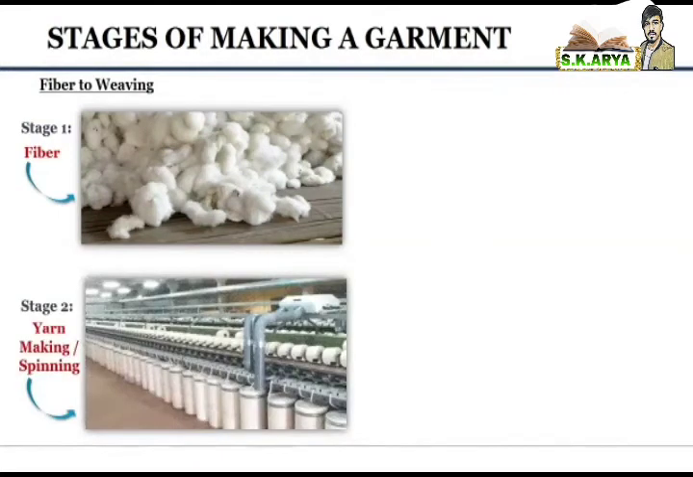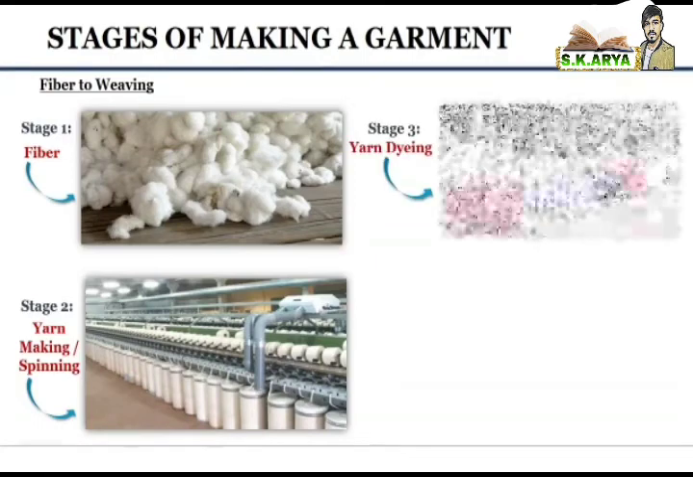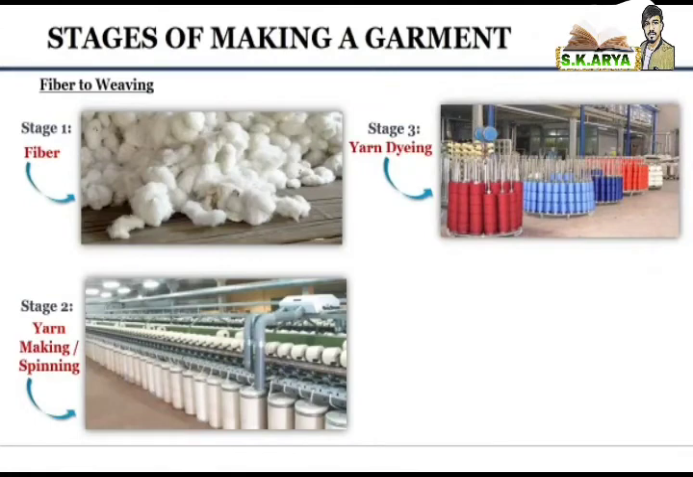Stage 2. Yarn making or spinning. It is a process of spinning two or more fibers in a twisted manner, making it into a rope-like structure and collecting them on a cone. Stage 3. Yarn dyeing. It is a primary process of treating the yarn with basic colors which ensures the sustainability of the color for a longer period.